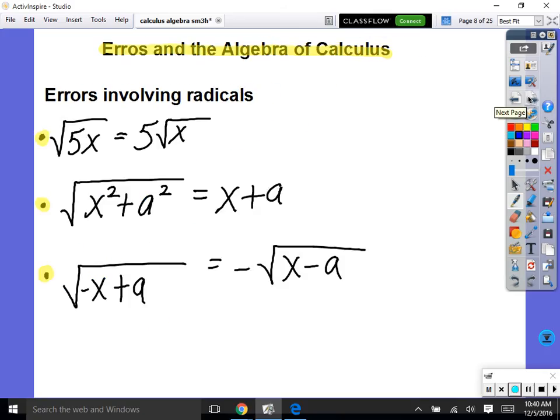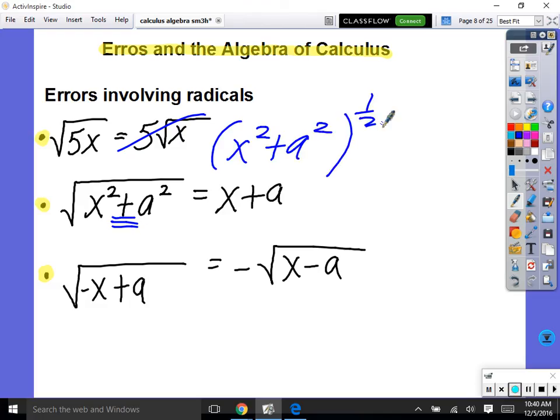Okay, errors involving radicals. The square root of 5x, you can't just pull out a 5. 5 square root of x is not true. This doesn't simplify. Everybody watch. People will say, the square root of x squared plus a squared, we can just square that. Because of the addition sign, you can't do that. Because think about why. Isn't this x squared plus a squared to the 1/2 power? Can we just square that? No. So can we just half power that? No. Does everybody understand? Okay.